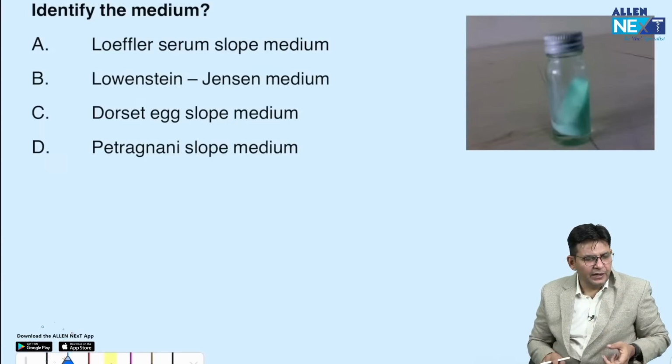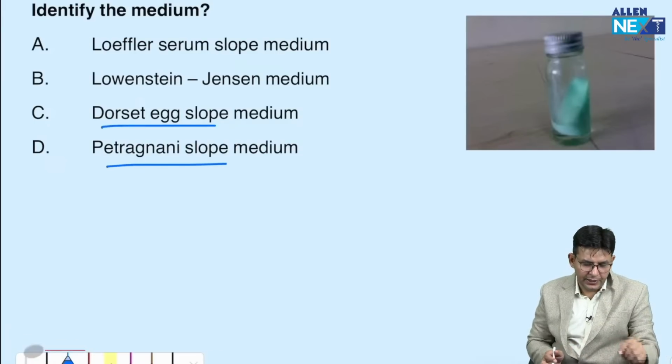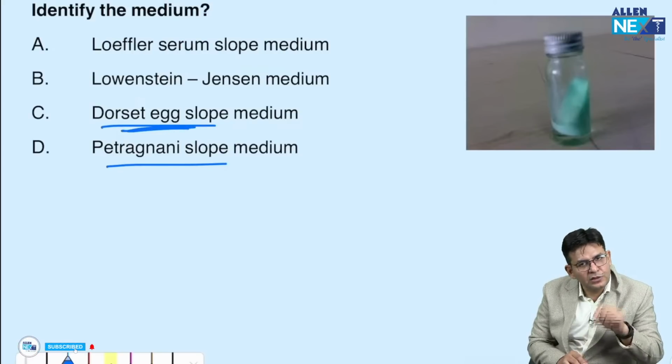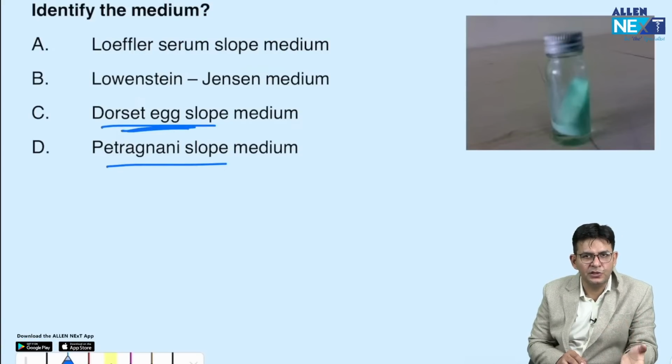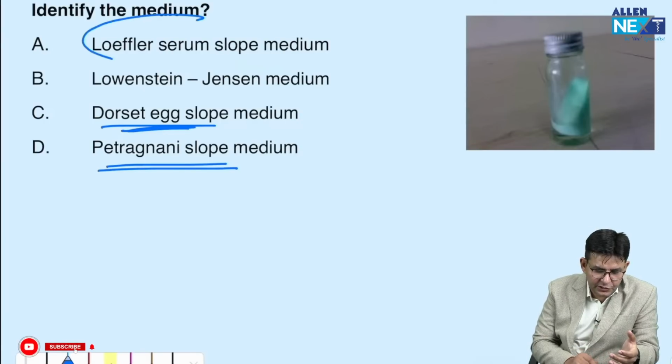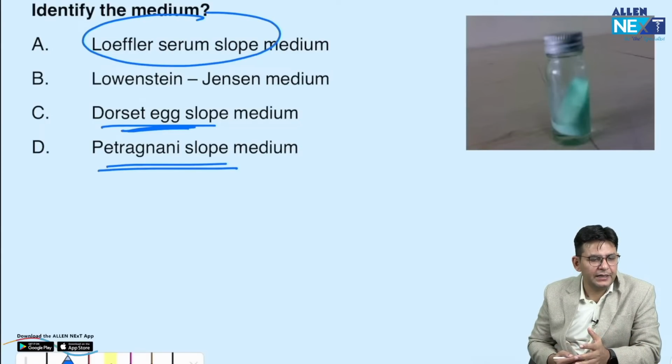Now, here only I would like to tell you regarding these C and D options. Dorset egg media is also used for TB only. Nobody knows it, but it is true. Dorset egg is also used for Mycobacterium TB, and Petragnini media is also for TB. But this you already know, Loeffler serum slope is for Corynebacterium diphtheriae.